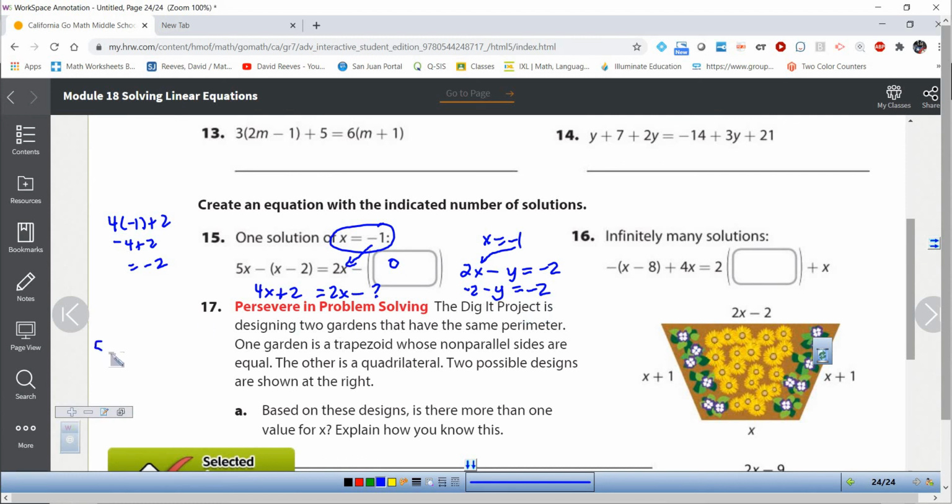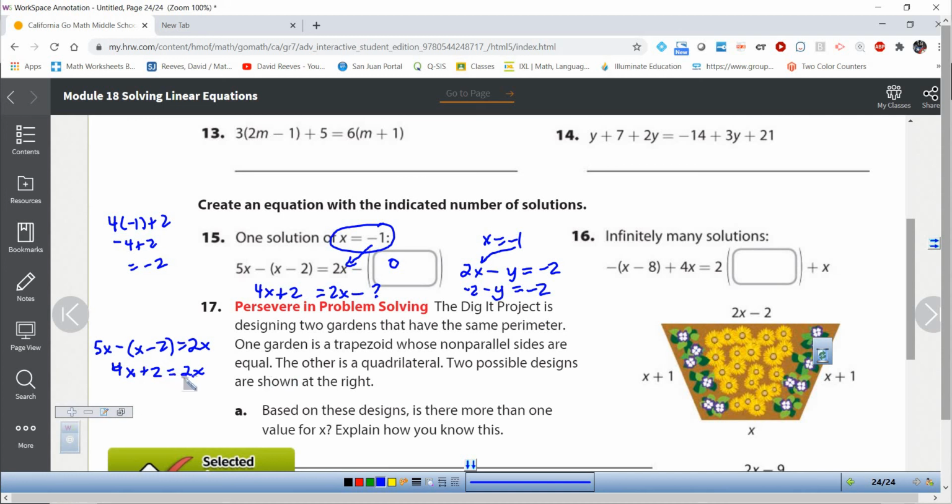So what do we have here? We have 5x minus x minus 2 equals 2x. If I did it correctly, that equation should have a solution of -1. Well, again, if we simplify, what do we get? We get 5x minus x, 4x plus 2 equals 2x.